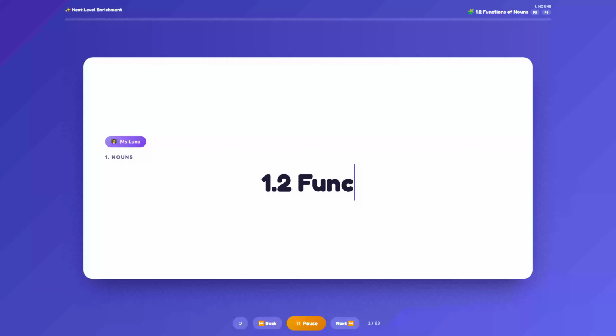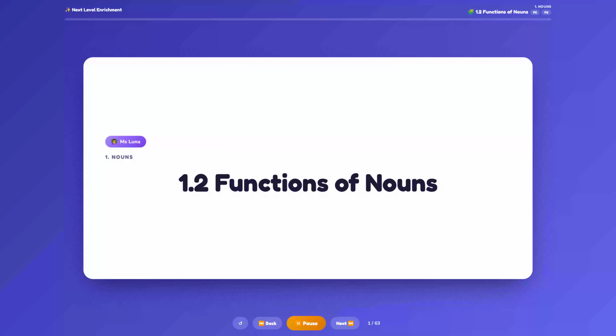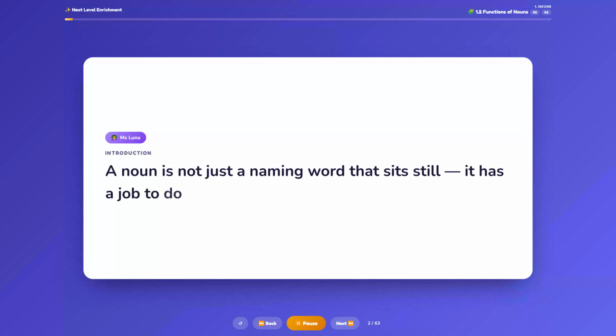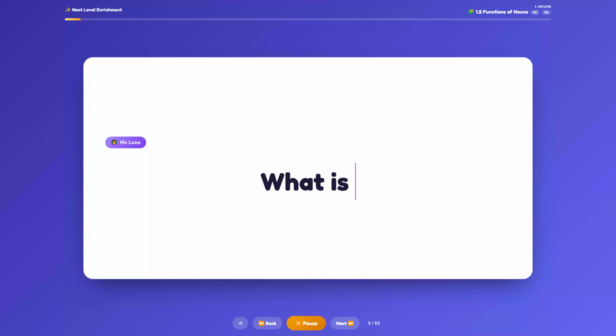Let's learn about this topic. Functions of nouns. A noun is not just a naming word that sits still. It has a job to do in every sentence. What is it about?